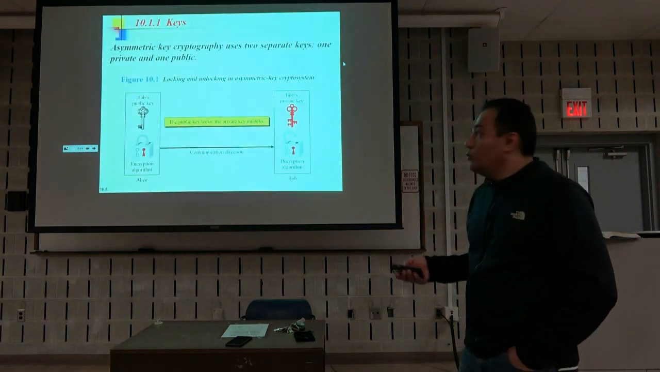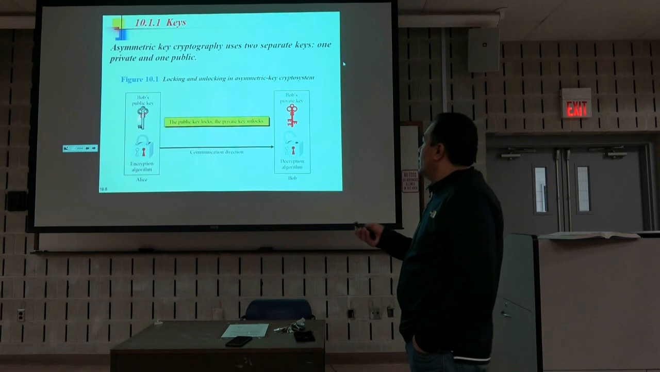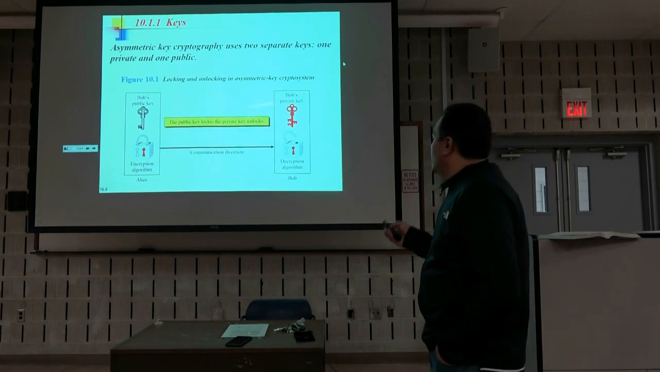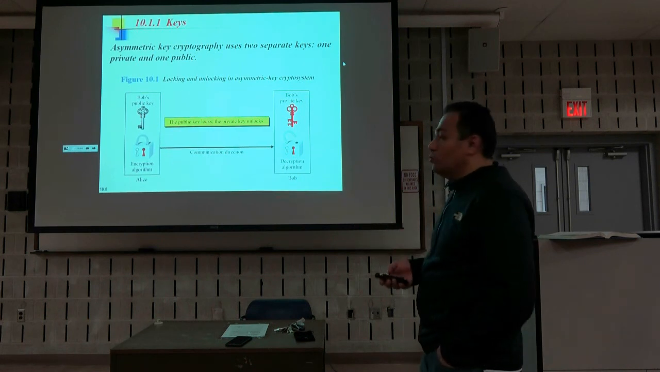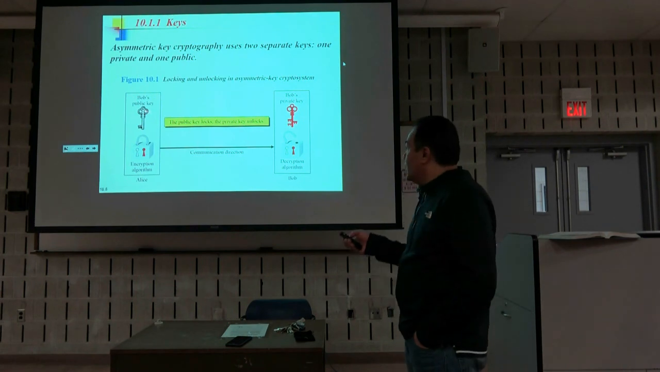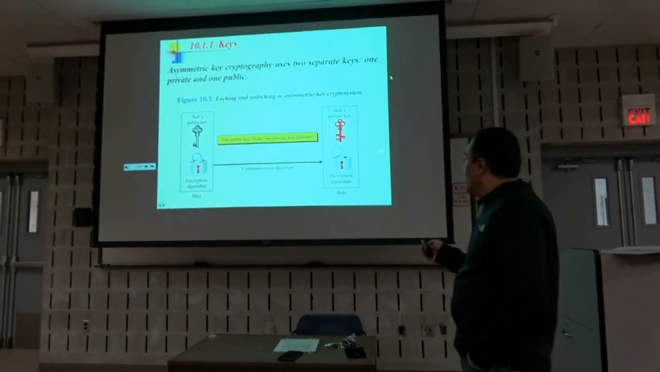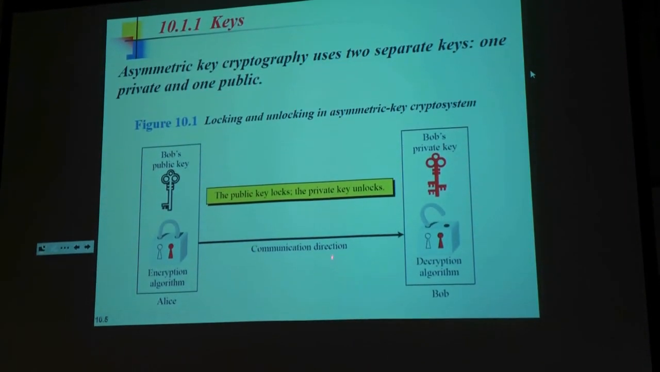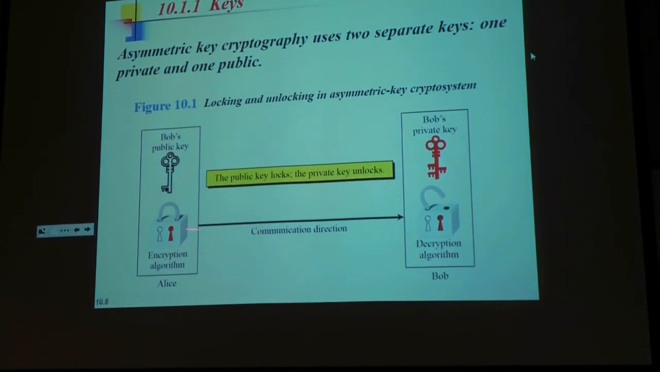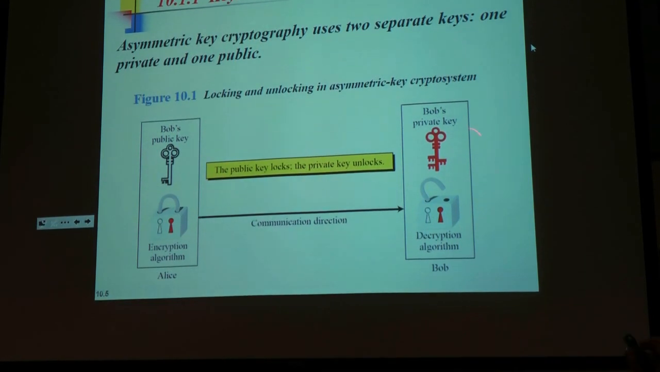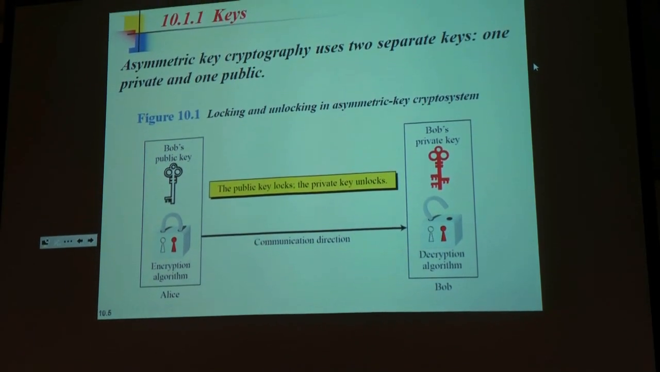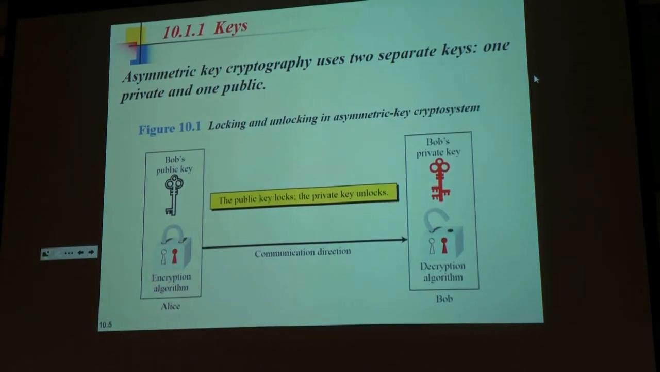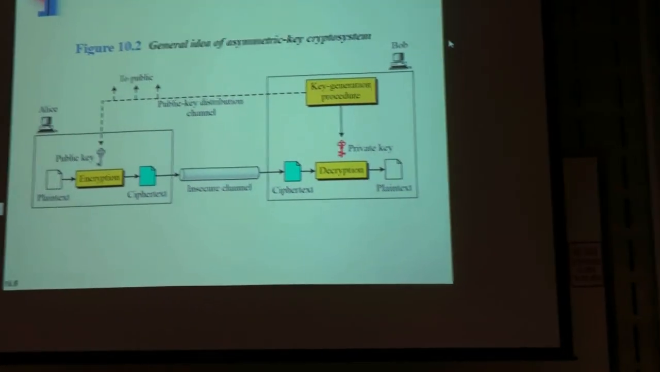Just to refresh your memory, Alice would like to send a message to Bob. So she has to encrypt the data using Bob's private or public? Public key. It will be sent to Bob. Bob could reopen the message or decrypt the message using the private key. So that's the general idea.